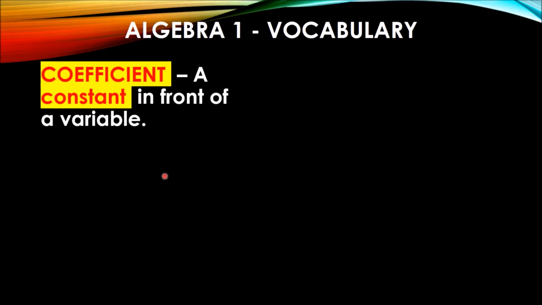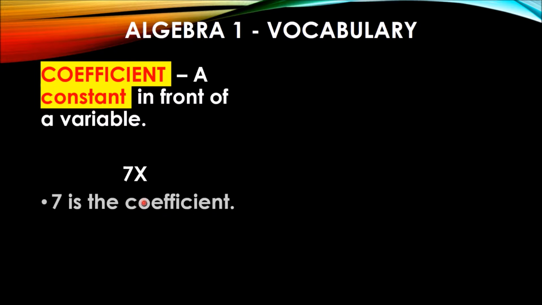Here's our third vocabulary term, coefficient. That's pronounced coefficient. And a coefficient is just a constant in front of a variable. So remember, a constant is a number and a variable is a letter. So let's look at this example right here. I've got this short term here called 7x. So the number in front of the variable, 7 is the number or the constant, and x is the variable.